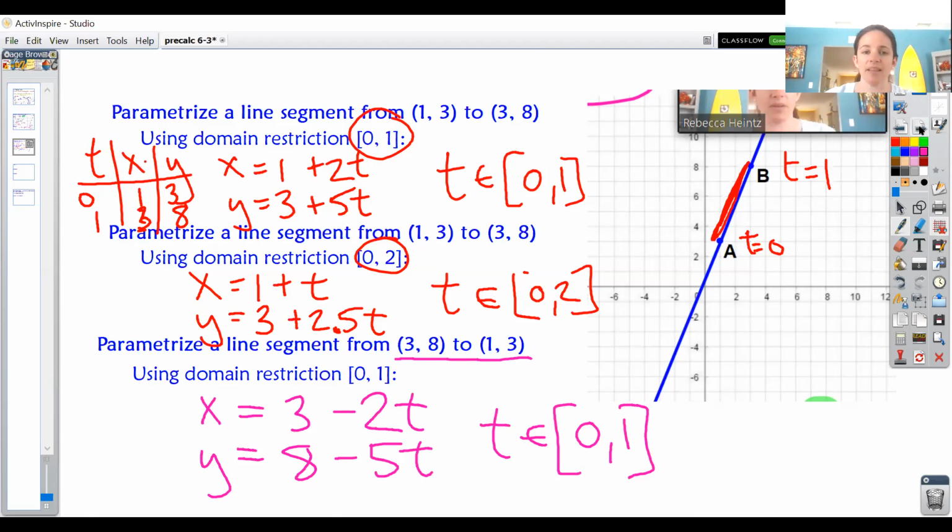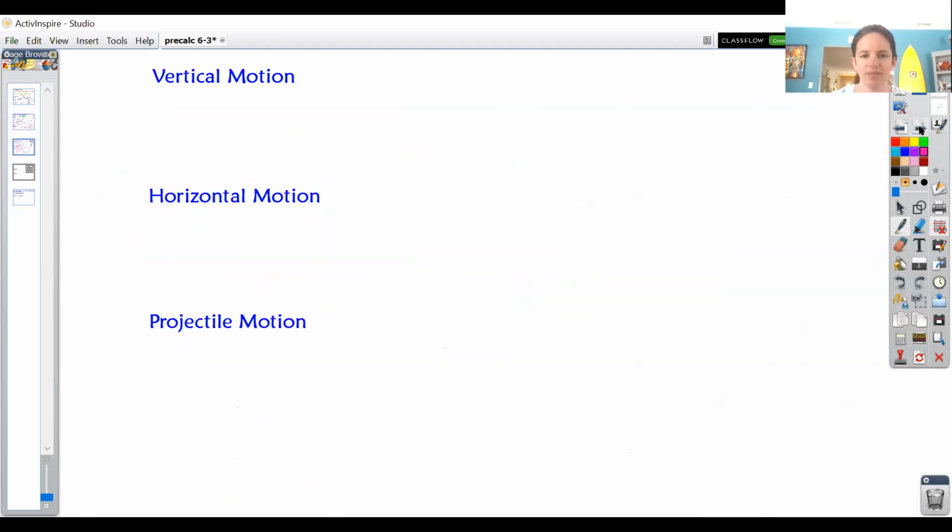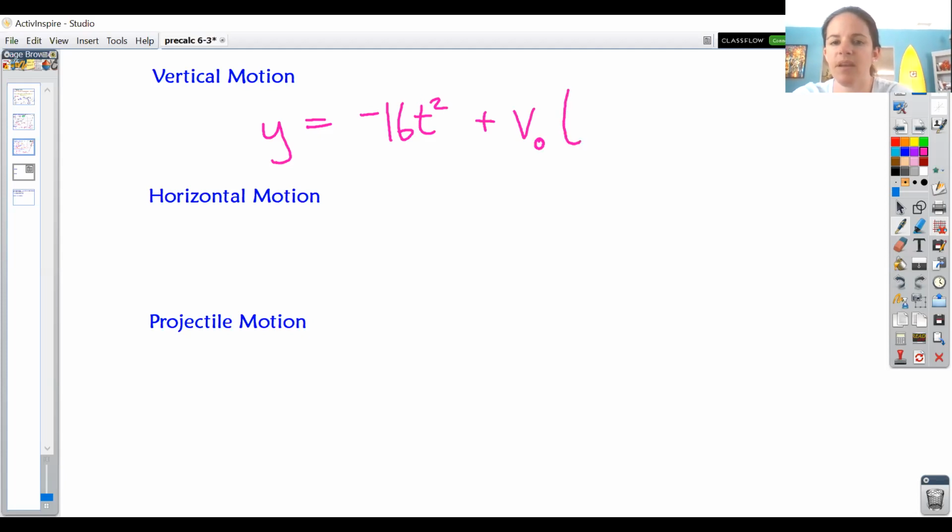All right, last but not least, we have some story problems on vertical, horizontal, and projectile motion. The vertical motion ones we did in the quadratics chapter, where we said your y at any time t would equal, if the problem is given in feet, which they are in the math book, negative 16t squared, that's the component for gravity, plus your initial velocity times time plus your initial height.